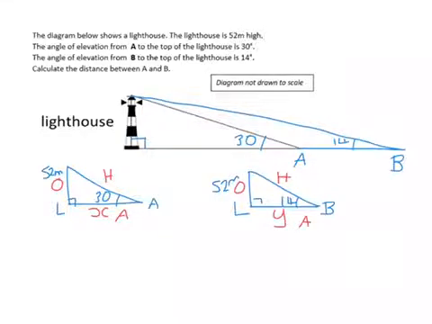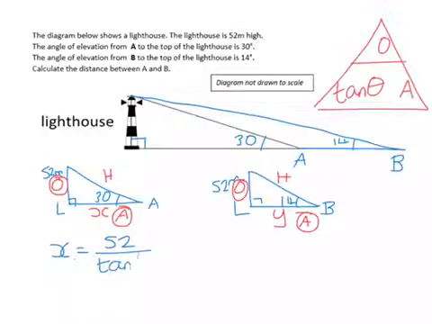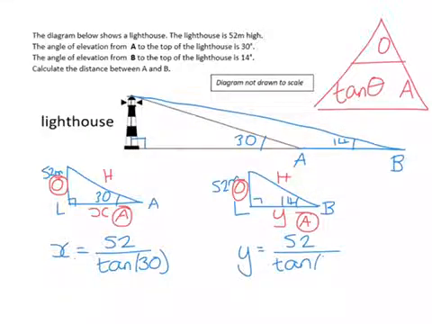So I'm looking at what I'm trying to find, in both cases the adjacent, and I'm given the opposite. So out of SOHCAHTOA, this time it's the tan formula triangle. So tan theta is the opposite over the adjacent, and as we're finding the adjacent, we'll cover the adjacent up and we have to do the opposite divided by tan of the angle. So for my first triangle, I'm going to get that x is the opposite, 52, divided by tan of the angle, which is 30. But in the other one, I'm going to get that y is 52 over tan 14.